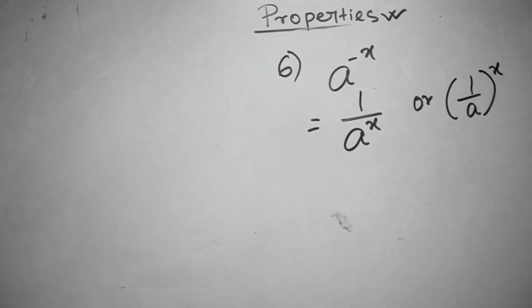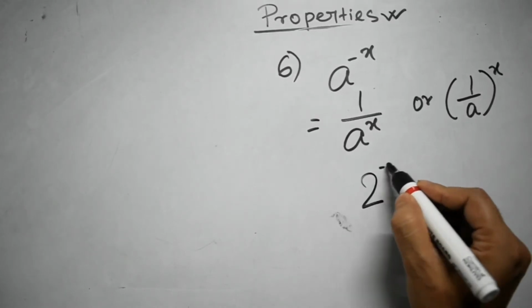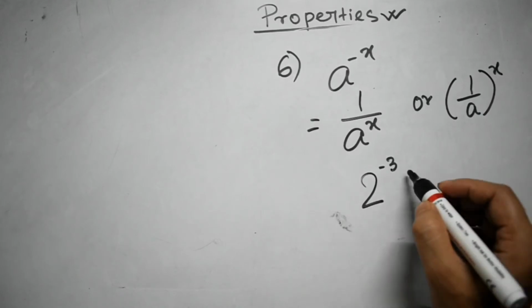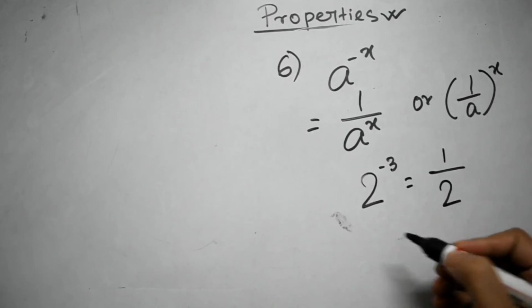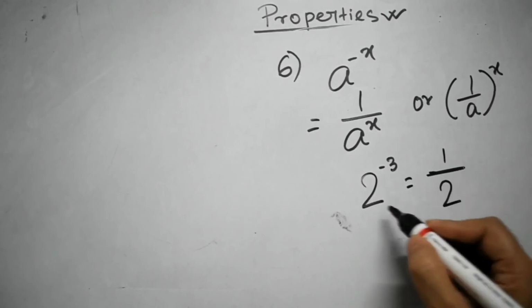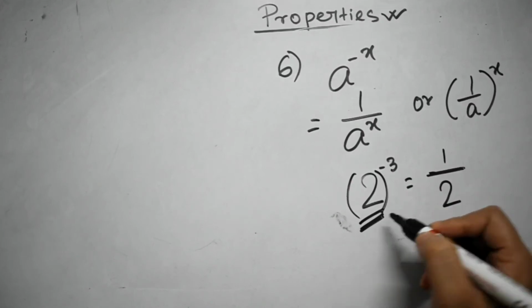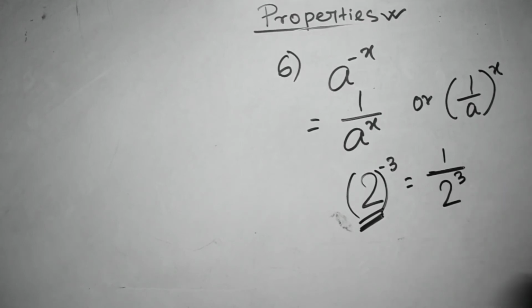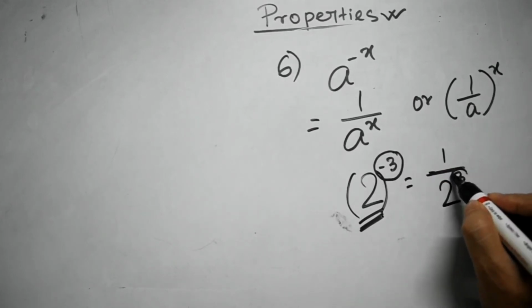Let's take an example. Suppose we have 2 to the power minus 3, then it can be written as 1 by 2 to the power 3. First you write the base, you make the reciprocal of this number, and you will write the positive exponent over here. When you make the reciprocal, this negative exponent will become positive.